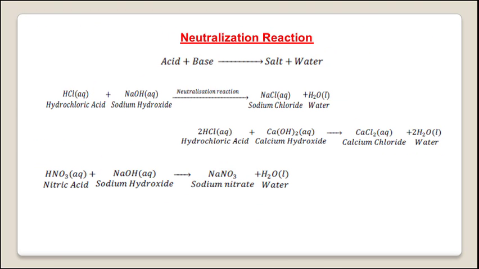If we take a more powerful acid and a less powerful base, the salt will be acidic. If we take a less powerful acid and a more powerful base, the salt will be basic. If both are of the same strength, neither strong nor weak, they will produce a neutral salt. I have taken 3 examples.